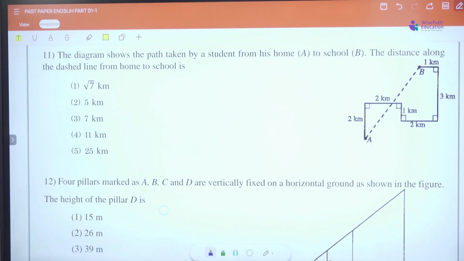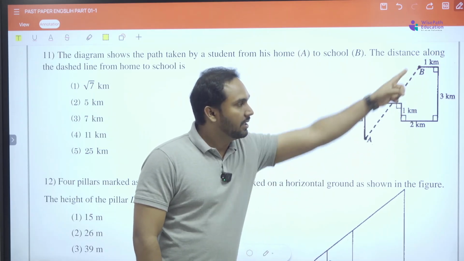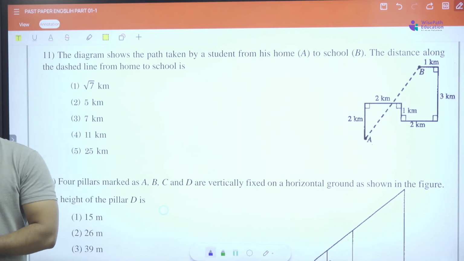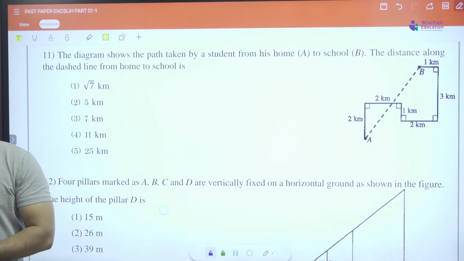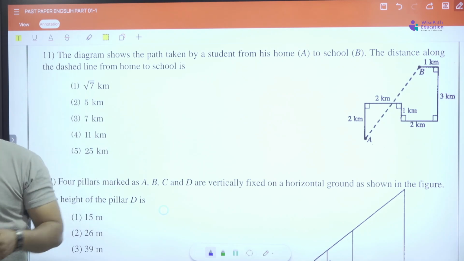Right, the diagram shows the path taken by a student from his home to school. The distance along the shaded dashed line from home to school. They are asking for this. So this one, right? AB distance. How do you find it? You have to construct something. What do you do?